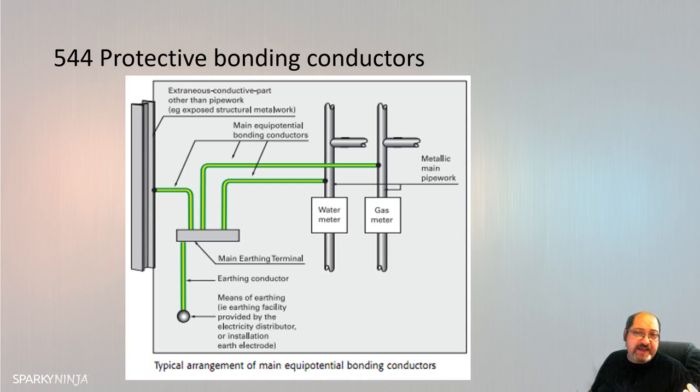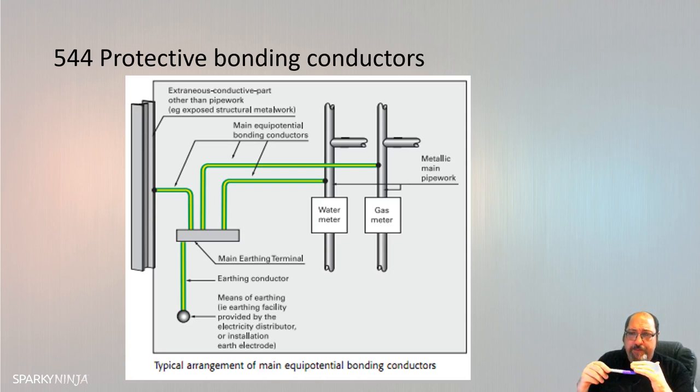So, TT systems, TNS systems, except where PME conditions apply, main protective bonding conductor shall have a cross-sectional area not less than half the cross-sectional area of the earthing conductor of the installation and not less than 6 mil. The cross-sectional area need not exceed 25 mil if the bonding conductor is of copper or cross-sectional area affording equivalent conductance in other metals. So, 6 mil or half of the earth. So if my main earthing conductor on my TNS system is 10 mil, half of that is 5. No, I go 6.